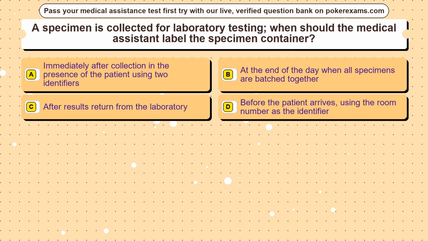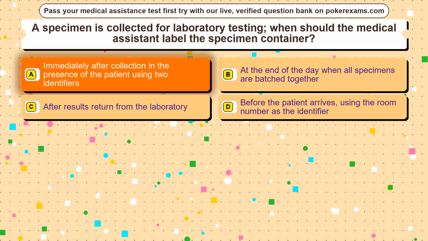Question 74. A specimen is collected for laboratory testing. When should the medical assistant label the specimen container? Option A. Immediately after collection in the presence of the patient using two identifiers. Option B. At the end of the day when all specimens are batched together. Option C. After results return from the laboratory. Option D. Before the patient arrives, using the room number as the identifier.